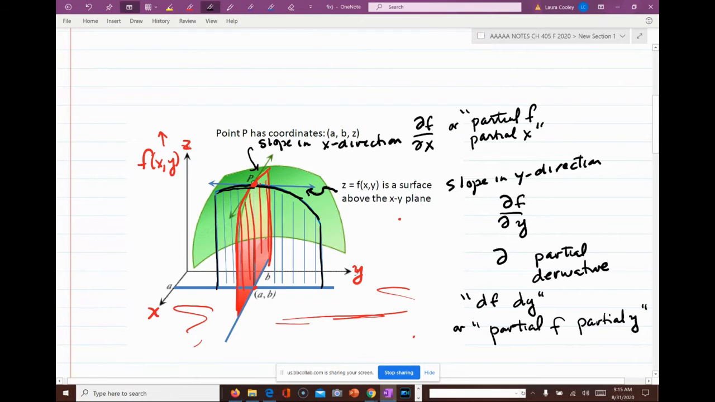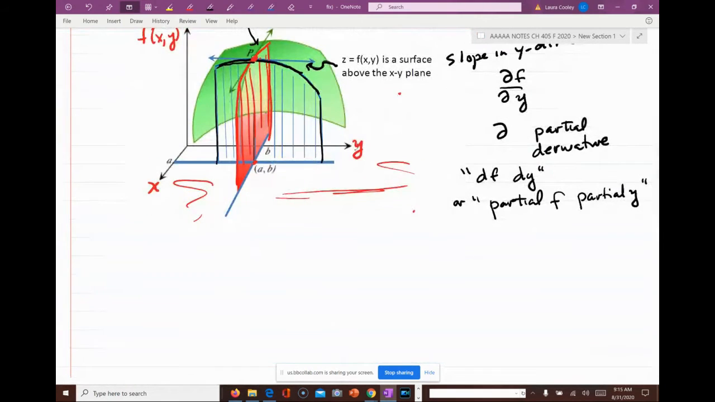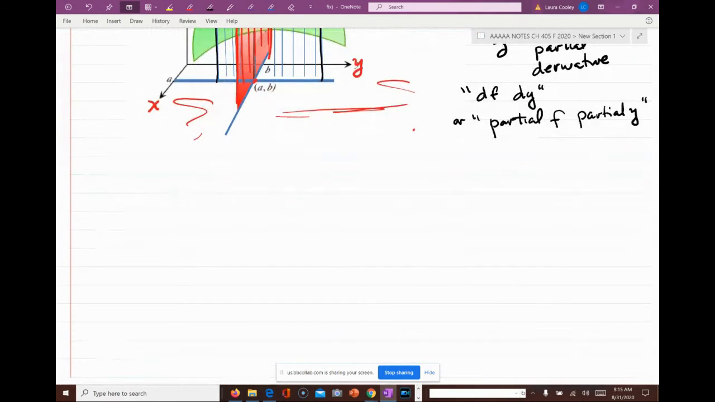So how do you handle these? How do you find these derivatives? All right. So I think I did one example in class, but if I didn't get to it, I'll show you one now.